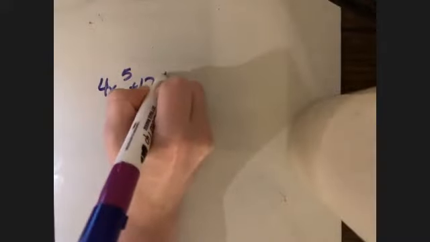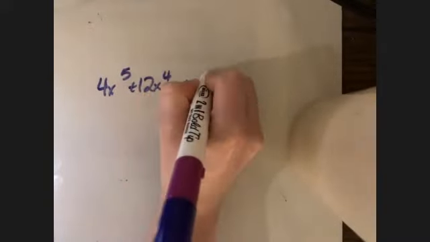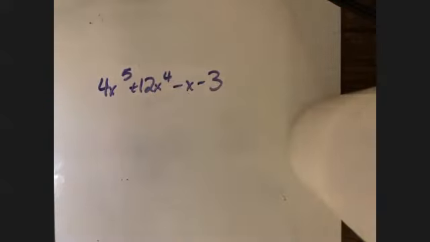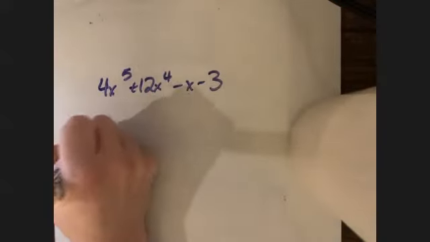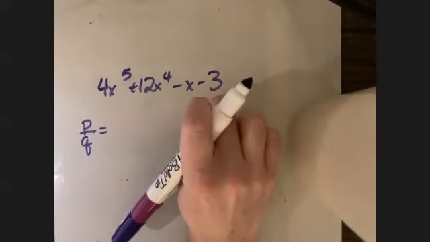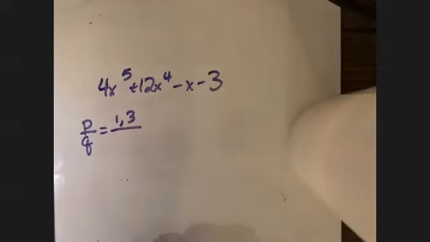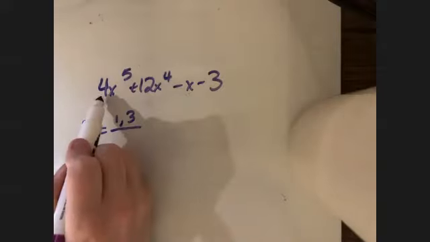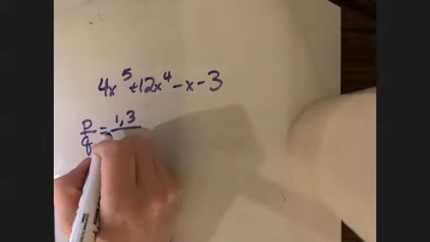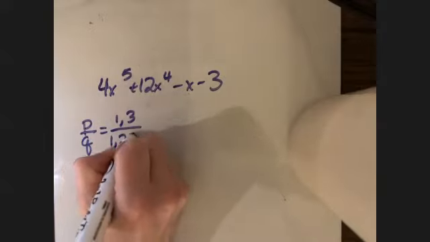So the way this is going to work, okay, is, and we're going to look at 4x to the 5th plus 12x to the 4th minus x minus 3. Okay, this is our problem. Now, we're going to do p over q. Now, again, factors of p have to come from this number back here at the back. So factors of 3 are 1 and 3. Q comes from up here. So factors of 4 are 1 and 4, 2 and 2. So I'm just going to list those like this.